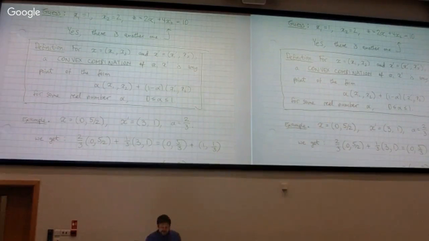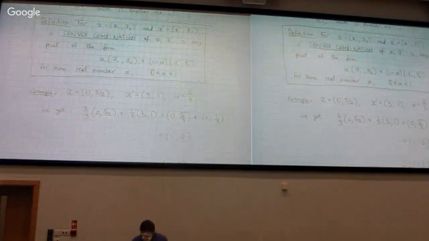It looks like magic, but no. Now we don't know where this is going. Never mind. We'll soon see where this is going.